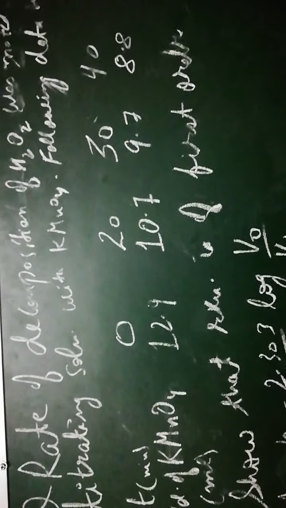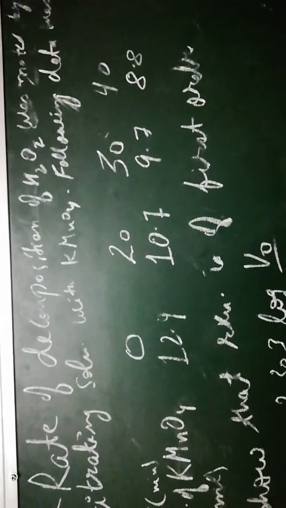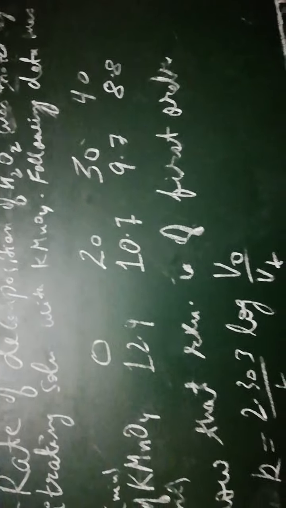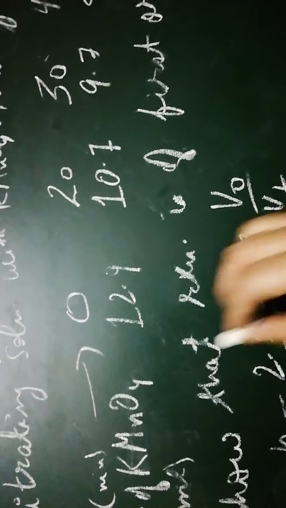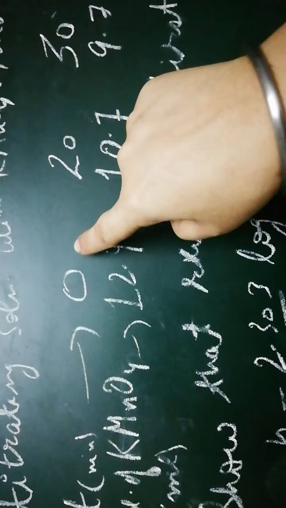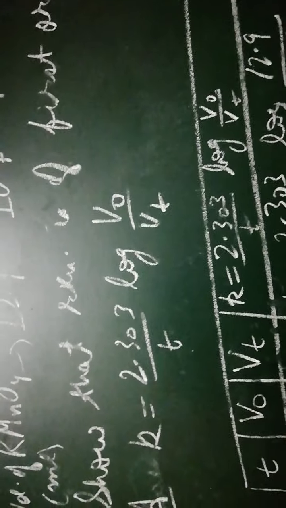So let us discuss this numerical. The rate of decomposition of H2O2 was noted by titrating the solution with KMnO4. So the following data was obtained. This column gives the value of time and this column gives the value of KMnO4. At time 0 minutes, volume of KMnO4 is 12.9. At 20 minutes it's 10.7. At 30 minutes it's 9.7, and at 40 minutes it's 8.8. Show that the reaction is of first order.